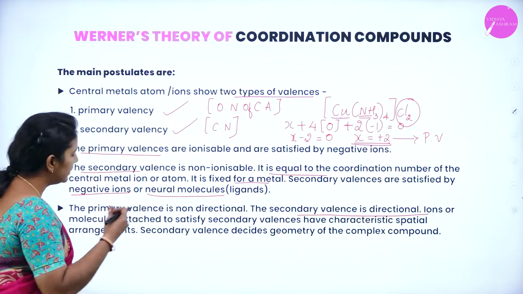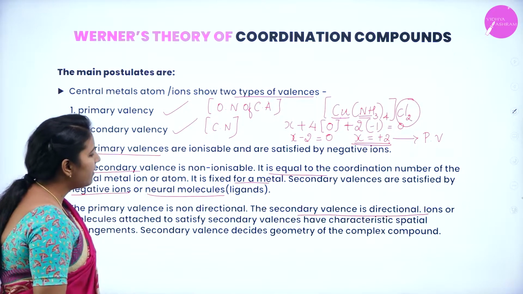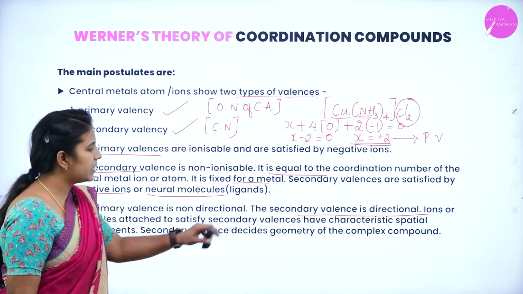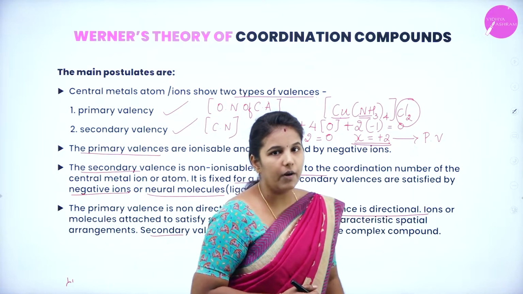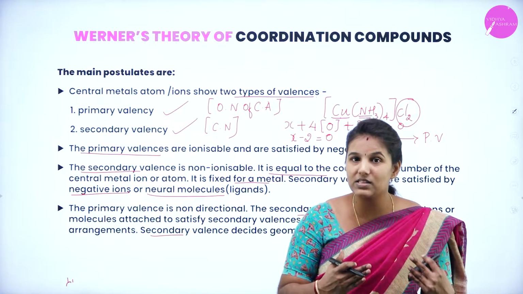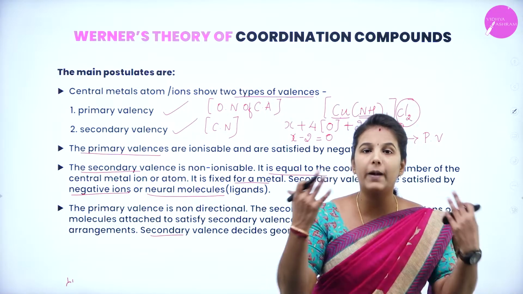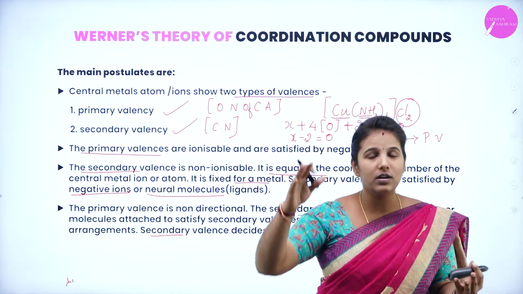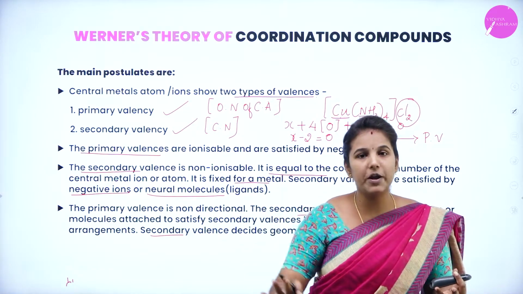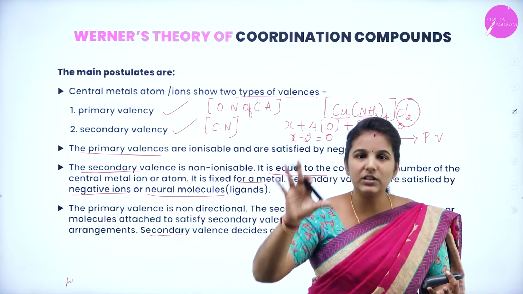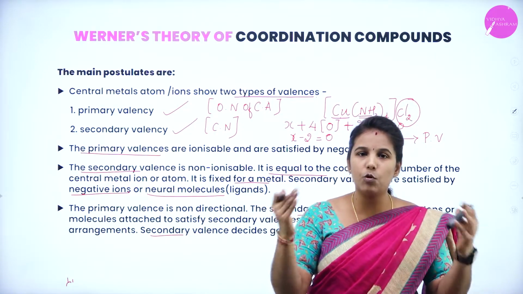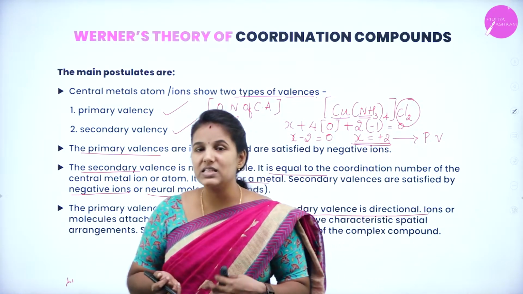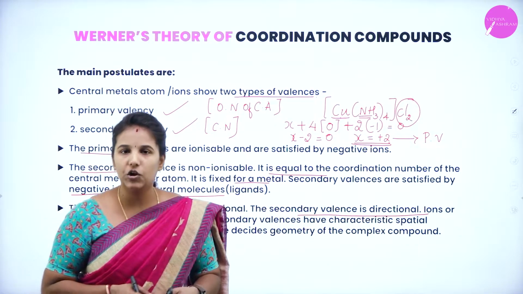Okay. Next, the molecules attached to satisfy the secondary valency give the characteristic spatial arrangement. Hence, secondary valency decides the geometry of the complex compound. So, what does that indicate? The secondary valency means the number of coordination bonds formed by ligands towards the central metal atom. We know that these ligands are arranged in their own way. Is it right? They are arranged in a spatial arrangement. So when they are arranged in their own structure, it will decide its bond towards the central metal atom. Hence, by understanding the secondary valency, we can say what the geometry of the given complex is.